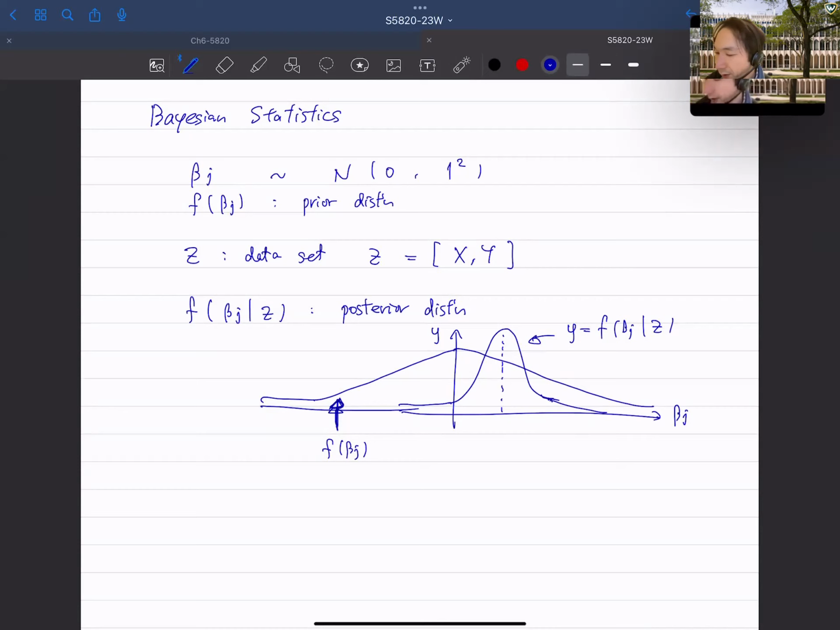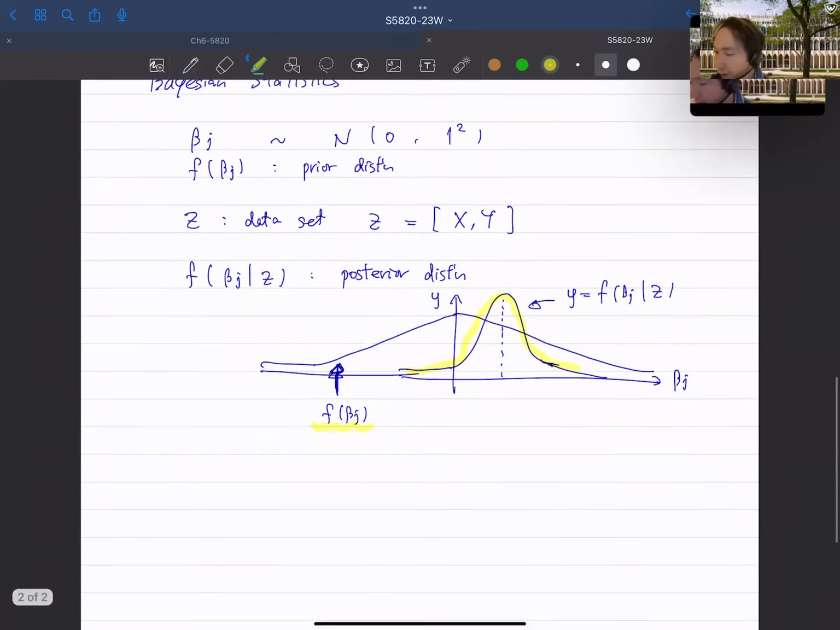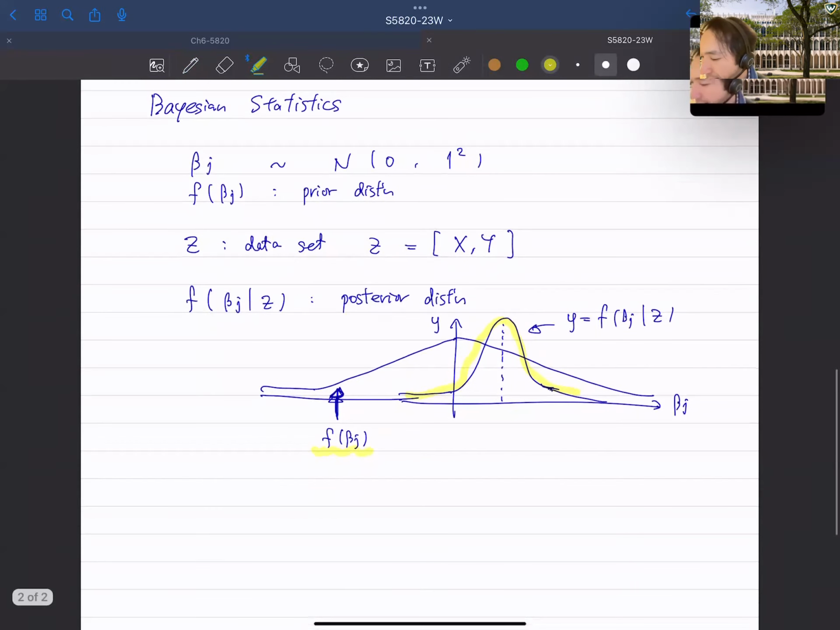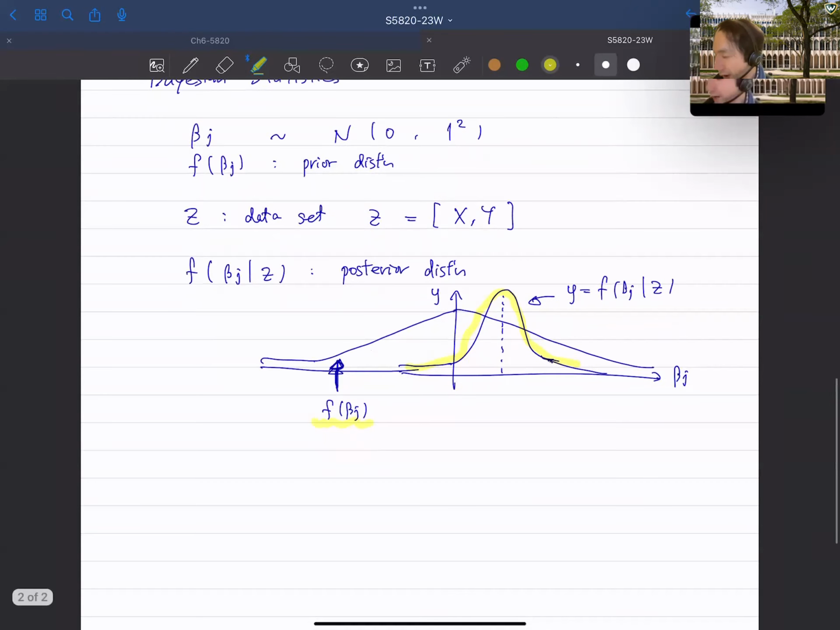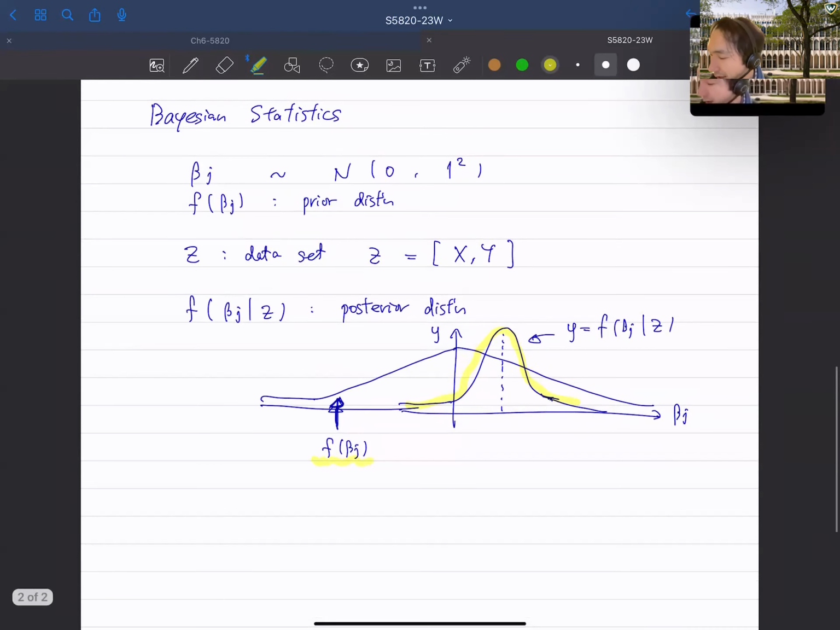So the point is that we have some prior assumption, that beta j follows normal 0, 1 squared, so it affects these estimates. This is the estimated distribution of beta j. In usual frequentist statistics, the classic statistics, we assume that beta j is just a constant, and we estimate beta j. So we have the variability of beta j hat, so implicitly we assume some distribution of beta j hat, right?